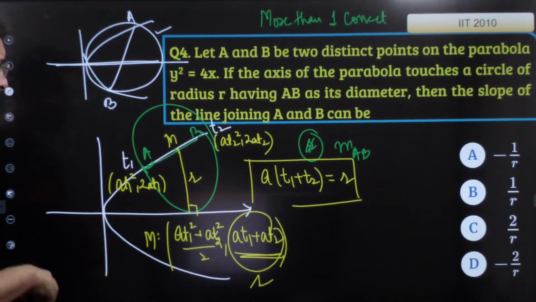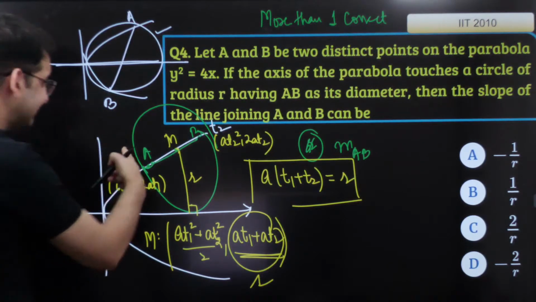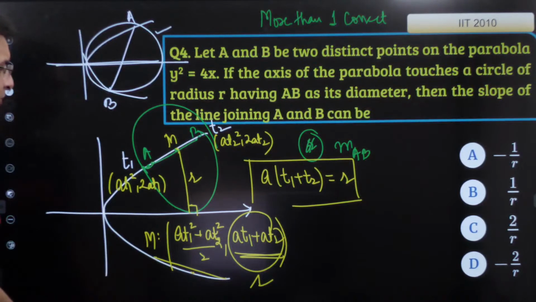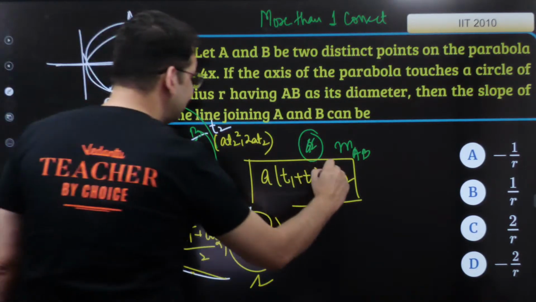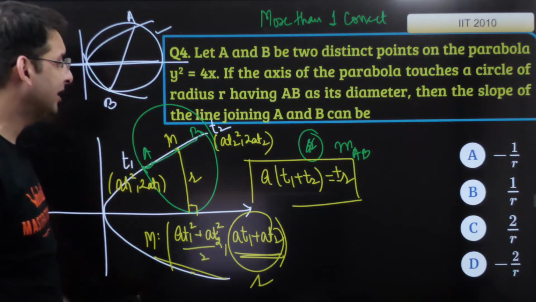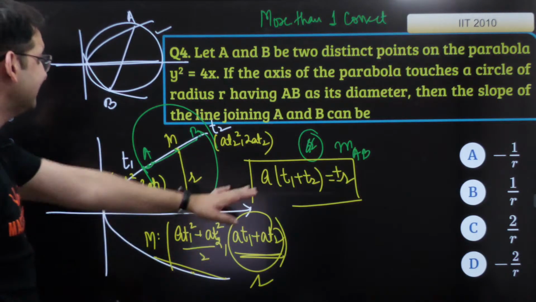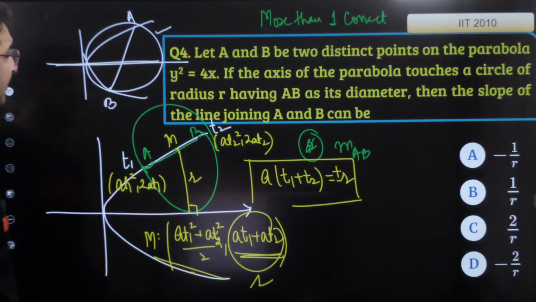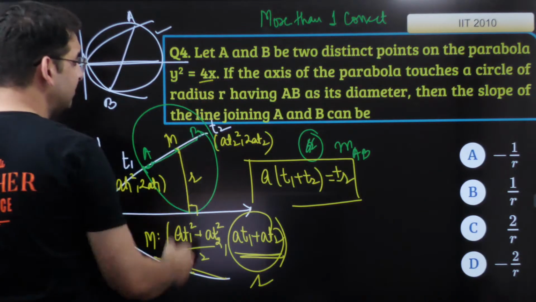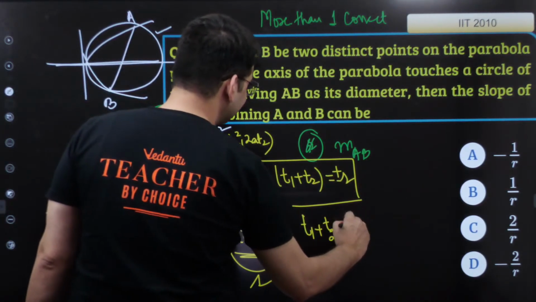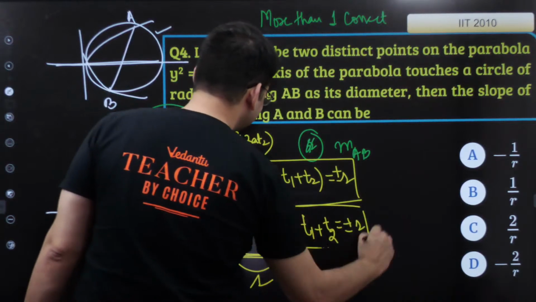Now guys, one more thing which can happen is the same M point can be below also, because the line can be this also. In that case, it would be plus minus R. So basically the y coordinate can be R or minus R. Right, so this is the relation that we have found. A T1 plus T2 is plus minus R. The parabola is y square is equal to 4x, so A is 1. So T1 plus T2 is equal to plus minus R. This is the relation we found.